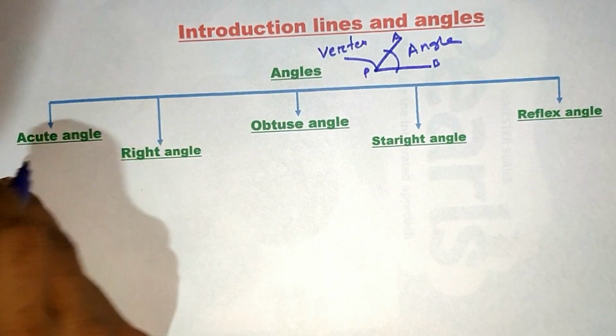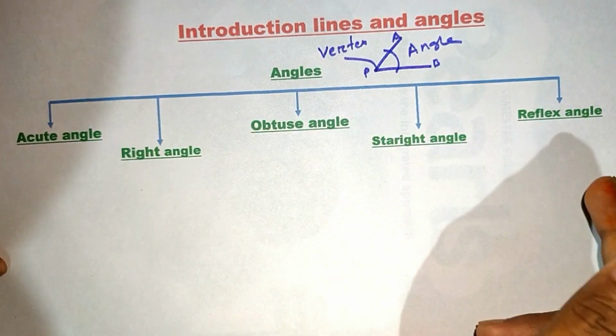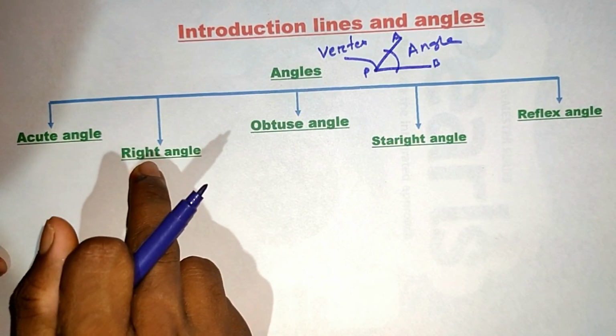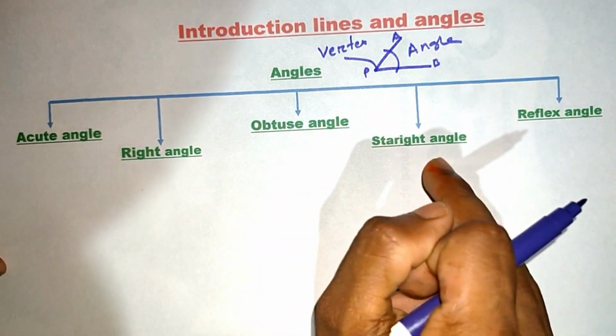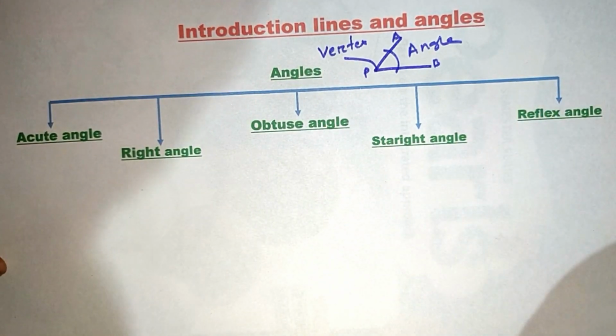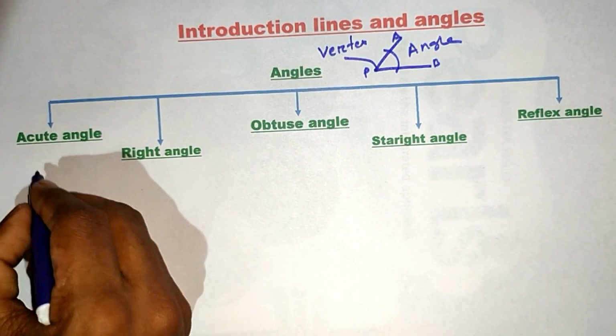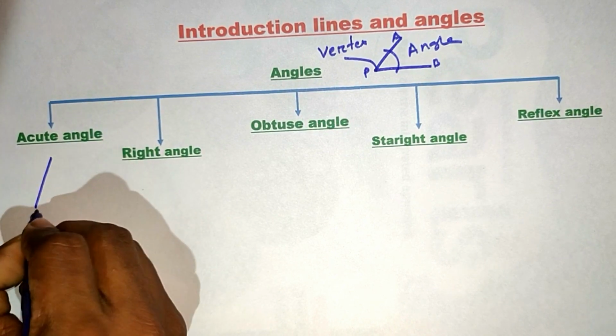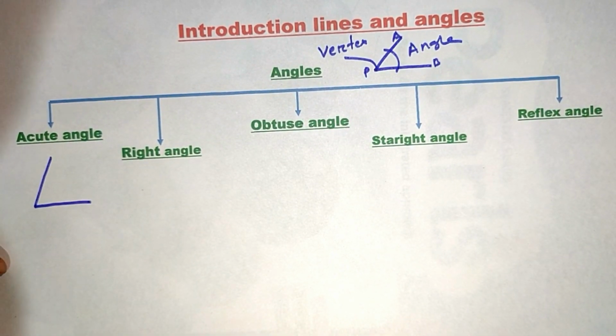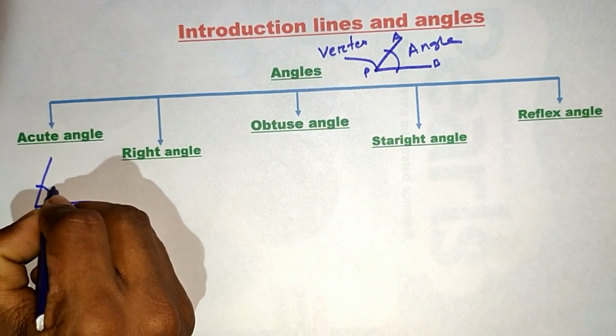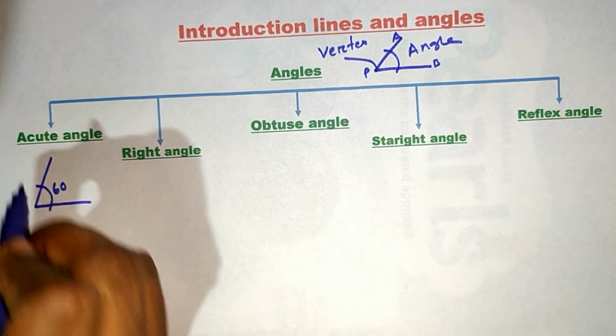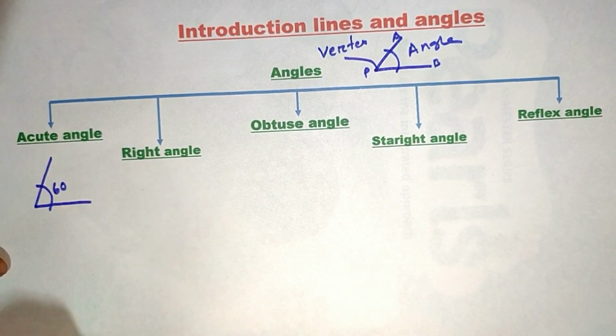There are mainly 5 types of angles. One is acute angle, one is right angle, one is obtuse angle, one is straight angle, one is reflex angle. So what is an acute angle? The angle less than 90 is called an acute angle. This is a 60-degree angle and it is less than 90. So it is called an acute angle.